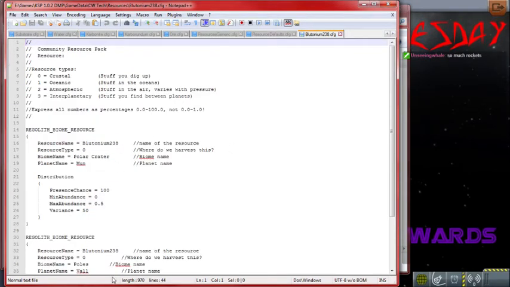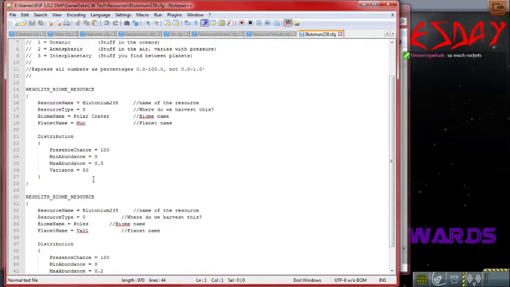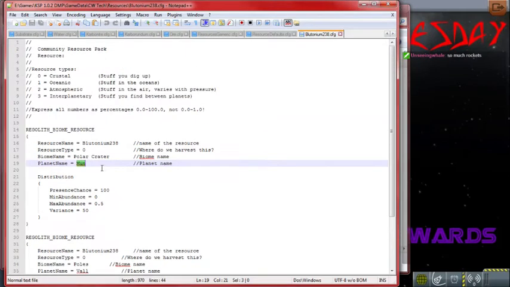So if we have a look at plutonium in here, you can see that my configs were much more fun. We had specific biome related configs. So this one is the polar crater on Mon. Now basically these have to be changed and upgraded. Much fun.